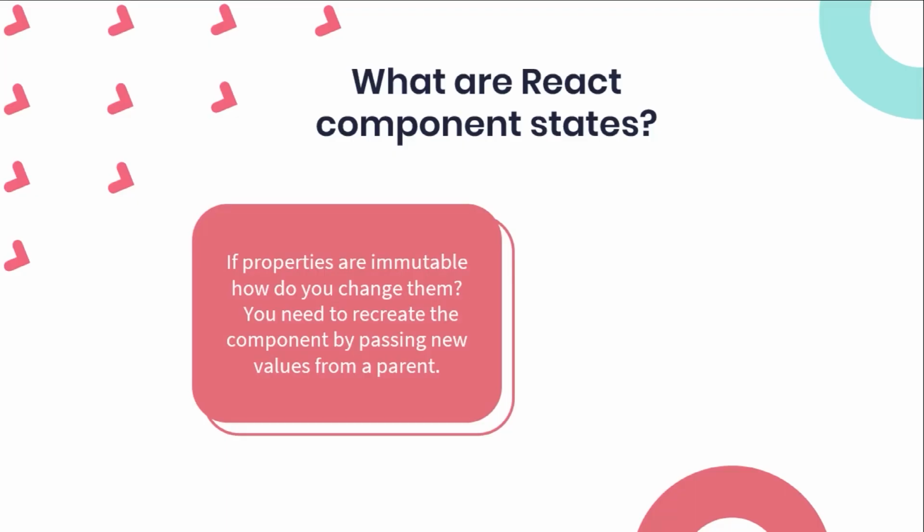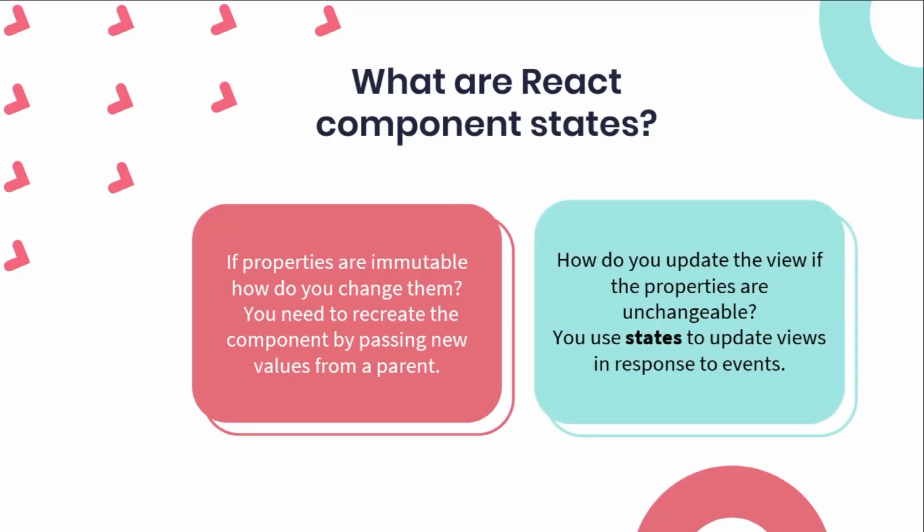Let me put it another way. They are immutable in the current component, meaning you do not change properties in this component unless you recreate the component by passing new rules from a parent. But you must store the information you receive from the server somewhere and then display the new list of matches in the view. So how do you update the view if the properties are unchangeable?